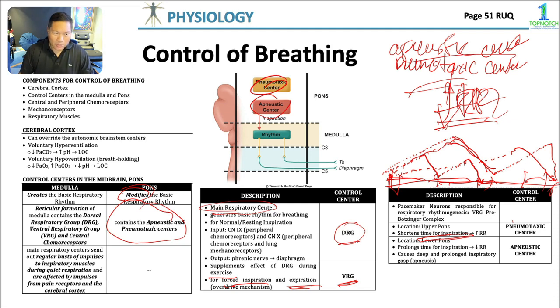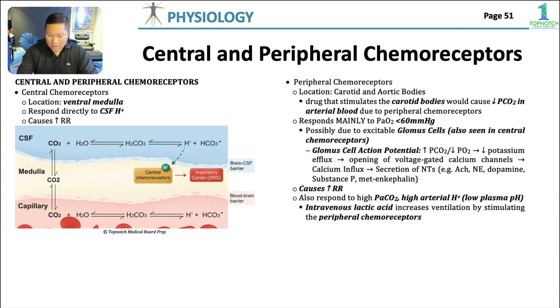Okay? So, Doc, pons boards. Main respiratory center, DRG. Supplements the DRG during exercise, VRG. Increases the respiratory rate, pneumotaxic center. Decreases the respiratory rate, apneustic center. Para ka may apnea. Central and peripheral chemoreceptors.